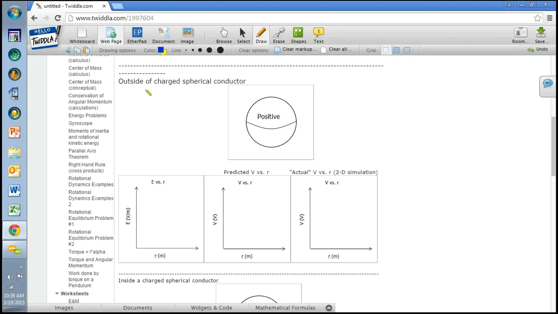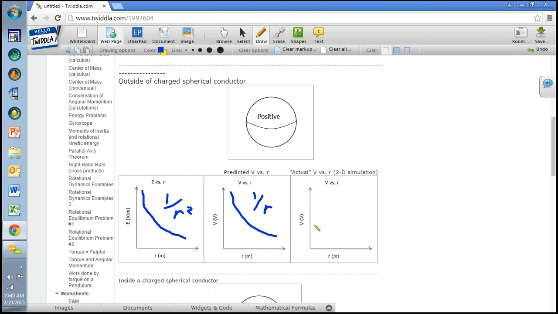We're not talking about inside, so maybe I'm on the wrong one. Inverse square, okay. So I'm going to go ahead and draw that. That's an inverse square relationship, 1/r². Okay, and what is our predicted V versus R relationship? This one we also have a prediction. Yeah, this is an inverse relationship, right? Inverse. So 1/r.